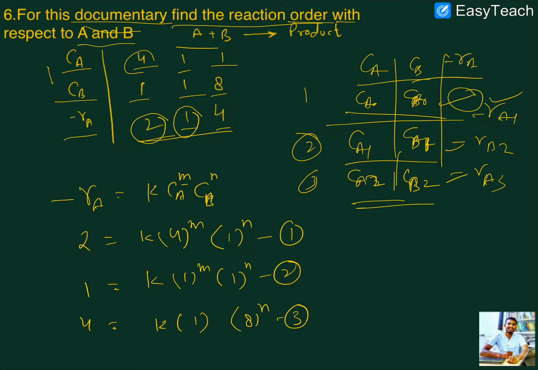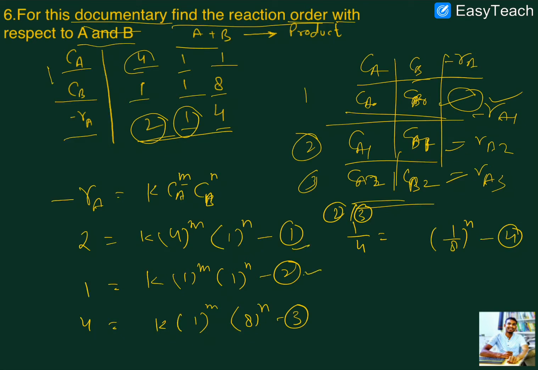We will choose them such that in one of the equations n and m get cancelled. So suppose we take 2 and 3. From 2 and 3 we see that 1 divided by 4. So we divide 2 by 3. K will get cancelled, 1 will get cancelled, and it will be like this. Let's say this is equation 4.